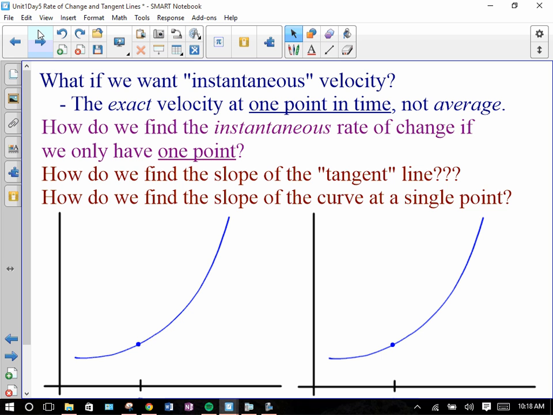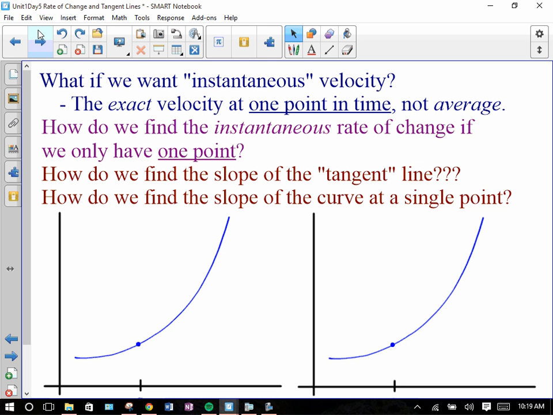Alright, here's where it gets a little bit different. What if we want to find instantaneous velocity? Meaning, I want to know the exact velocity at one point in time. I do not want the average. I want to know exactly the speed right here at this point. So, instantaneous velocity. You want to know the speed at the exact point. We don't want to know an average.